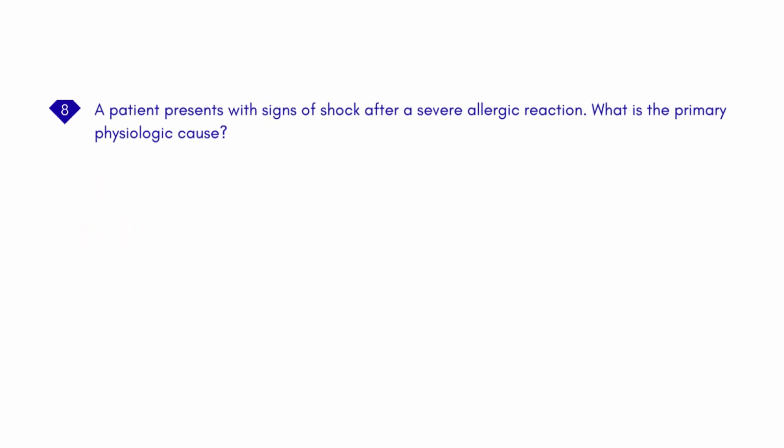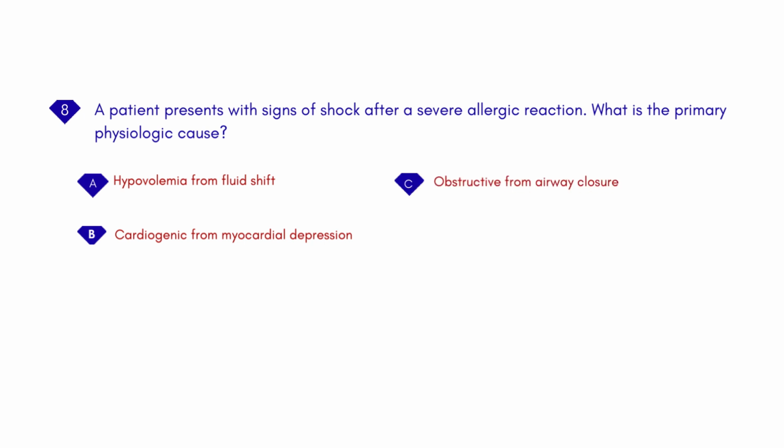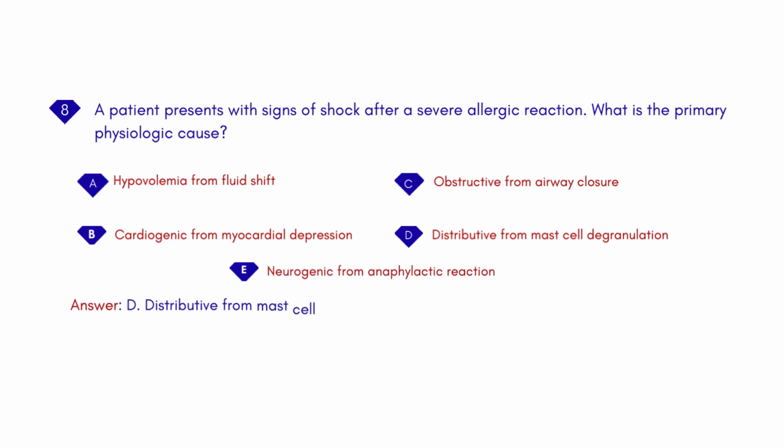A patient presents with signs of shock after a severe allergic reaction. What is the primary physiologic cause? A. Hypovolemia from fluid shift. B. Cardiogenic from myocardial depression. C. Obstructive from airway closure. D. Distributive from mast cell degranulation. E. Neurogenic from anaphylactic reaction. Answer: D. Distributive from mast cell degranulation.